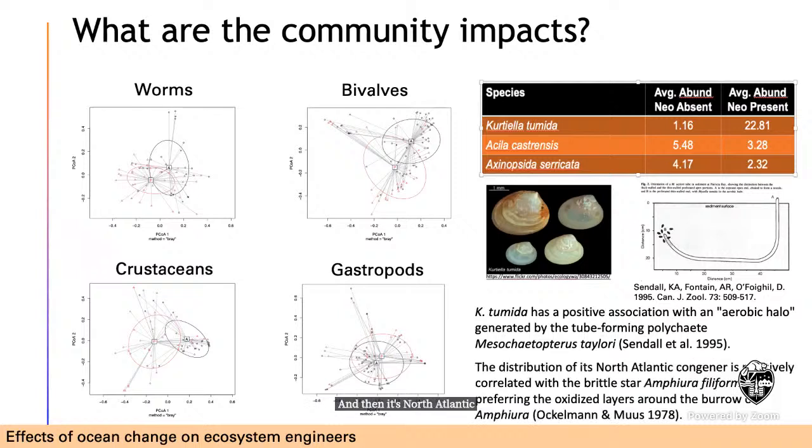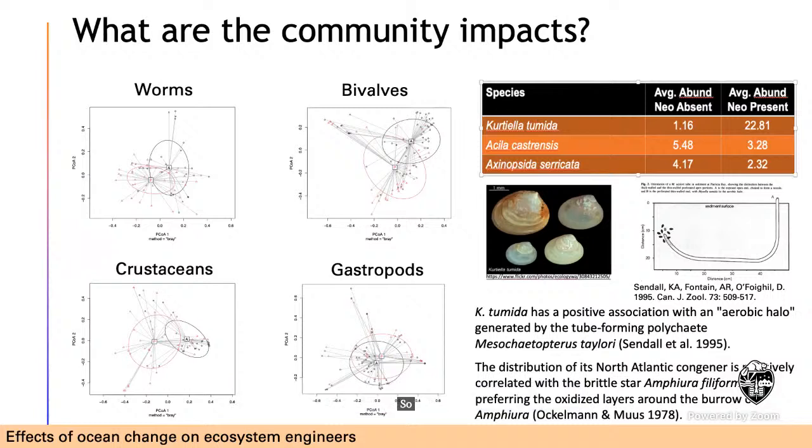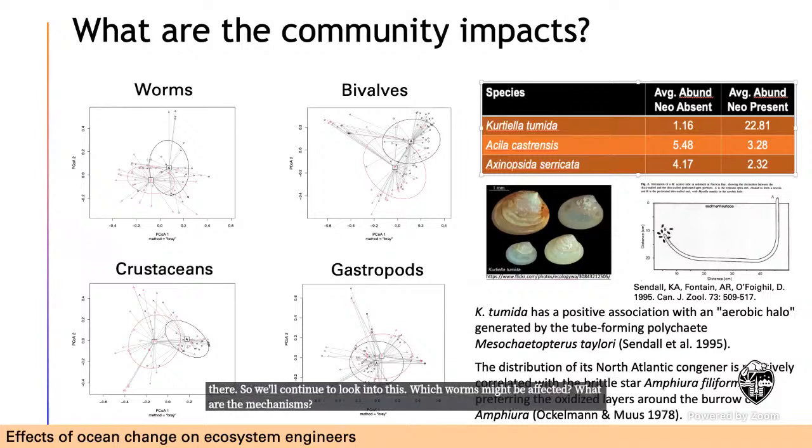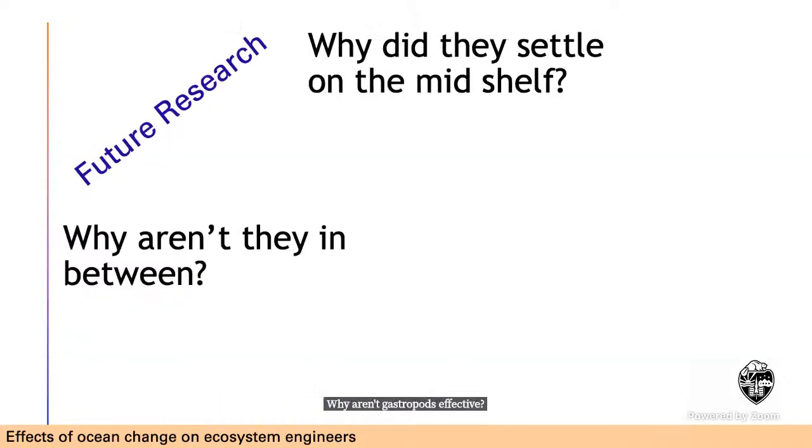And then its North Atlantic congener is positively correlated with the oxidized layers around the burrows of Rostock. So we're seeing some clear analogies there. We'll continue to look into this: which worms might be affected, what are the mechanisms, why aren't gastropods affected? And then, of course, we have future research questions.